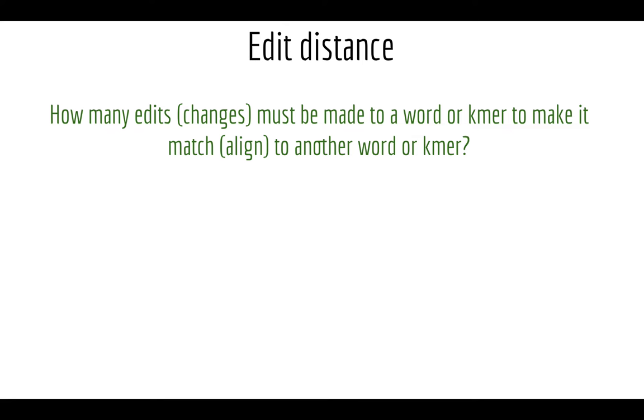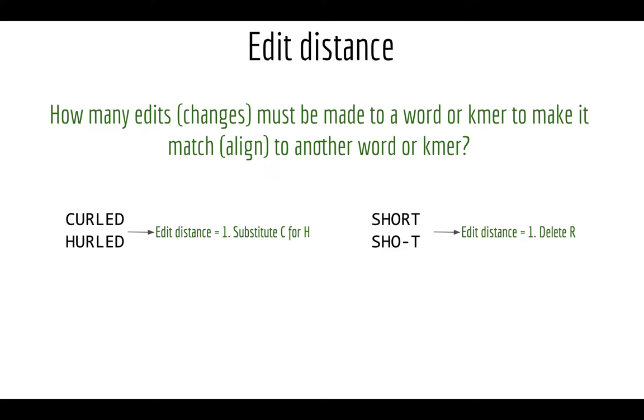Okay, so edit distance. I talked about this quickly. Let's say there is a difference between a sequence that is mapped to a particular location in the genome and the reference genome, one or more differences. The edit distance is how many changes must be made to either the reference genome or the sequence that's being aligned to it in order to make those two sequences identical. So I already gave an example. Curled and hurled have an edit distance of 1. All we would need to do is substitute C for H or H for C. Shot and short, if we align them, have an edit distance of 1. We can either delete the R from this sequence or insert an R in this sequence to make them identical.